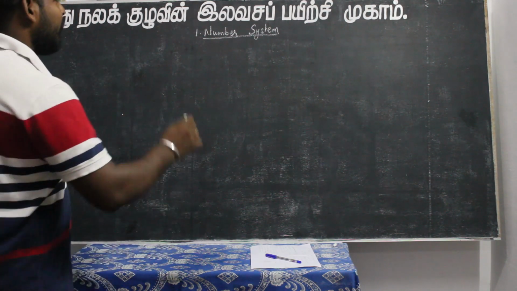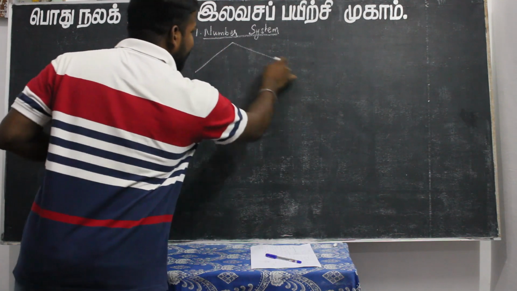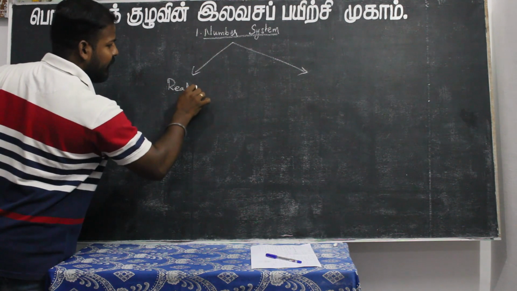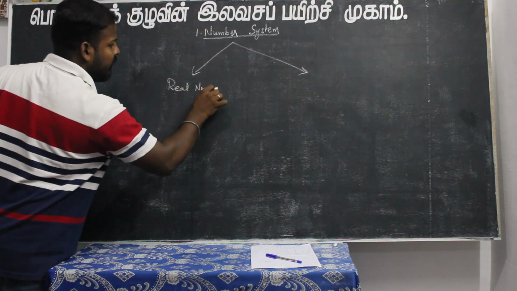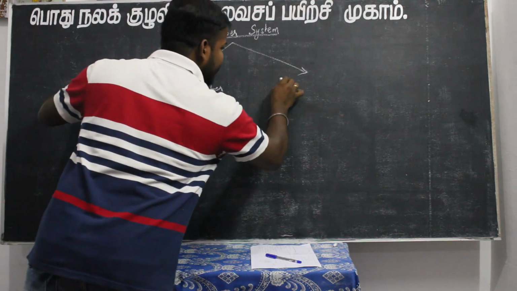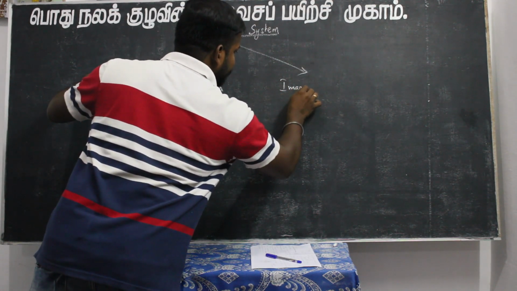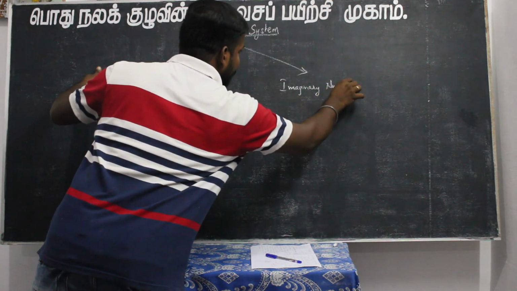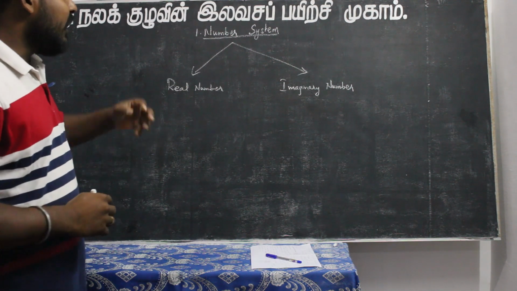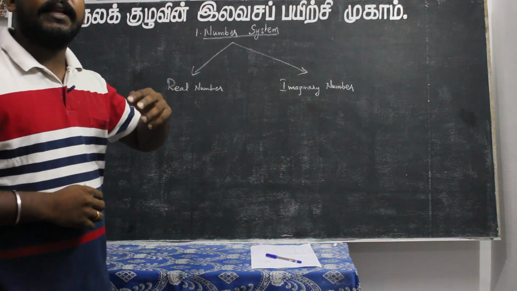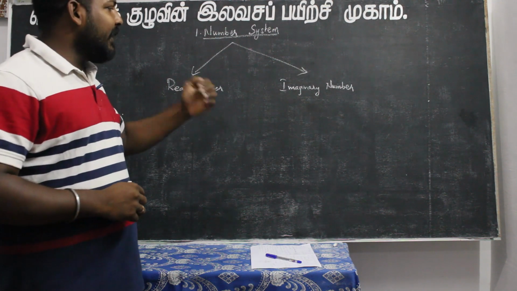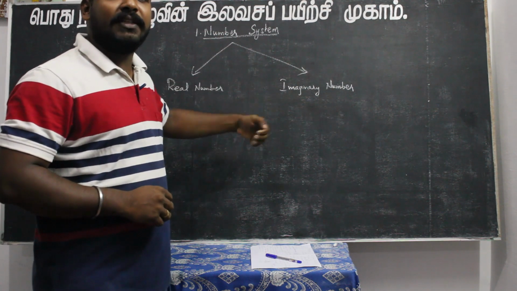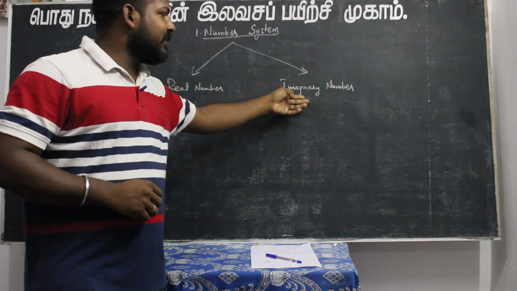We know that one is real, another one is imaginary. First this is the real number system, another one is the imaginary number system. So how can you differentiate the two? If you are finding a square root and it is positive, that is called a real number. If your square root value is negative, that is your imaginary number system.